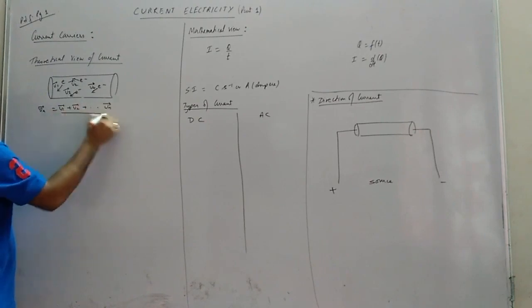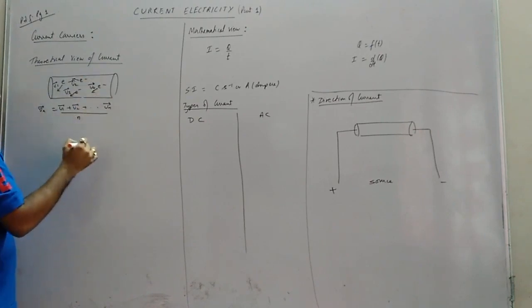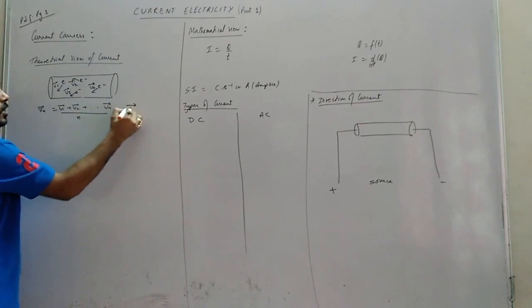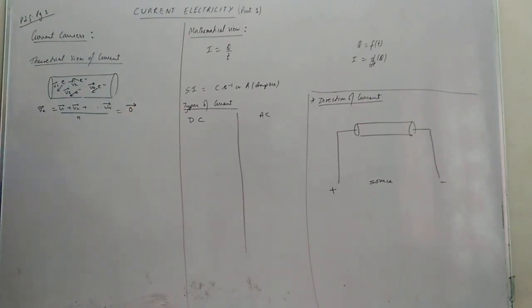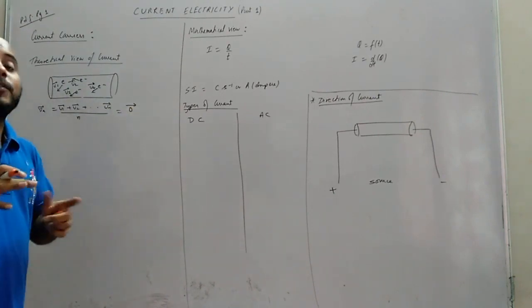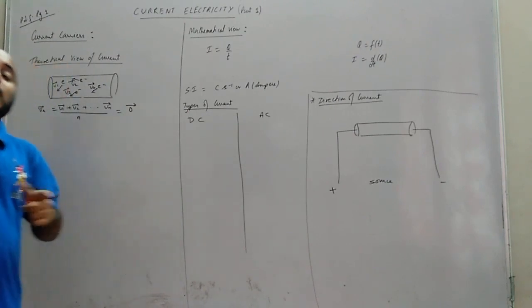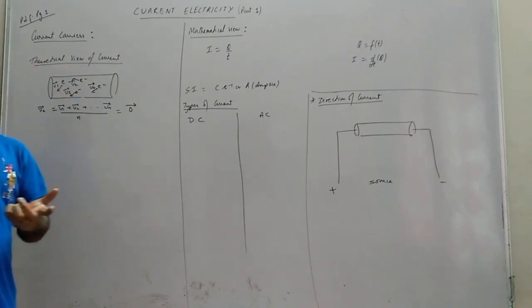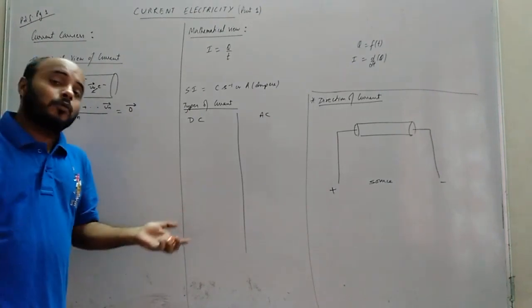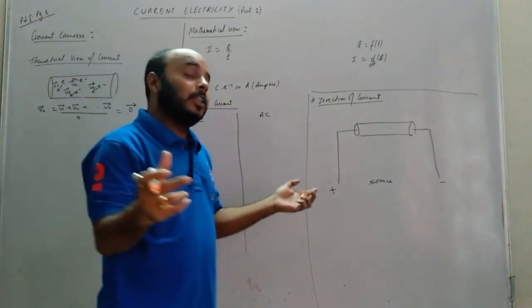If I say n electrons are there, divided by the number of electrons, this will always be a zero vector. So they are randomly moving in all directions such that the average velocity becomes zero. If the average velocity becomes zero, that means there is no net flow. Hence there is no flow of charges, so we do not get any electric shock.